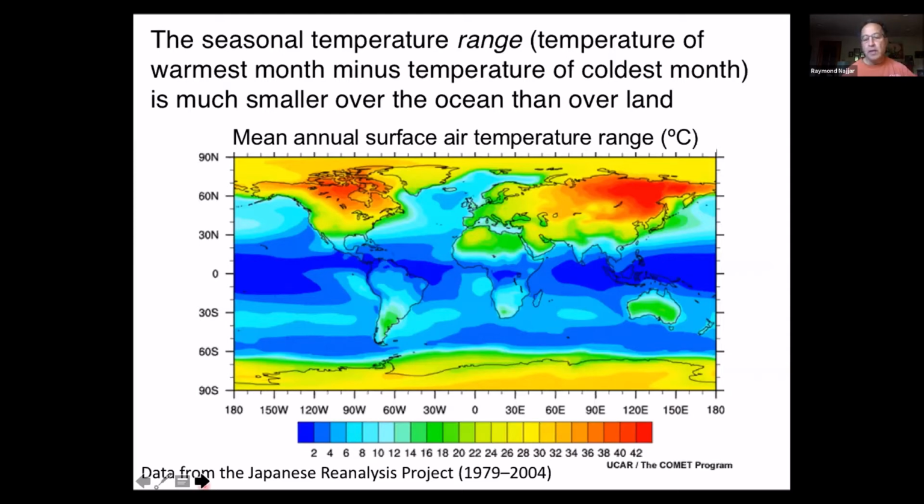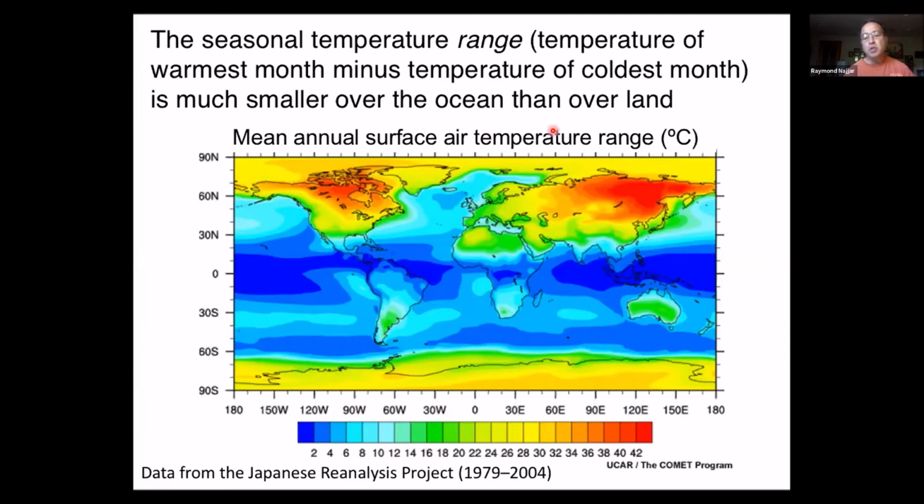So that heat capacity means that as heat is being added to the surface of the earth, both land and ocean, during the summer, the ocean is going to warm up a lot less than the land. And so people that live near the coast, or particularly downwind of the ocean, like in California here, get a very moderate climate.